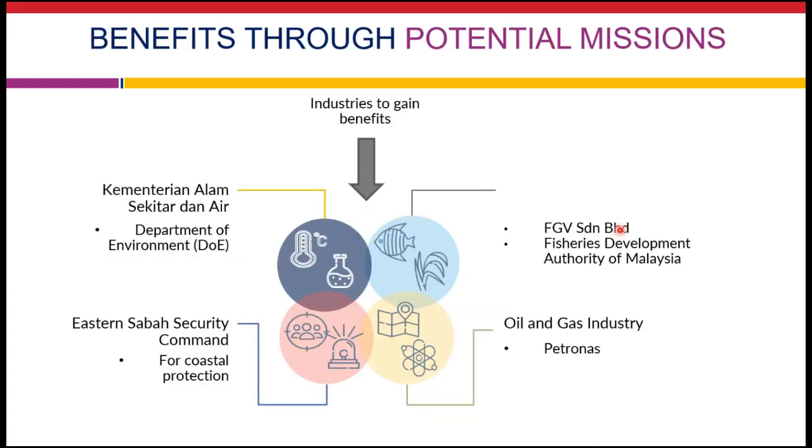So what are the benefits of those missions? You can use it for the DOE, Department of Environment, or Kementerian Alam Sekitar Malaysia. Okay, maybe for security or coastal protection. This is, for example, the Eastern Sabah Security Command, or for fishery, or for agriculture, as we mentioned earlier, maybe for FGV, and also for the monitoring of the oil and gas industry. Okay, so these are the examples.